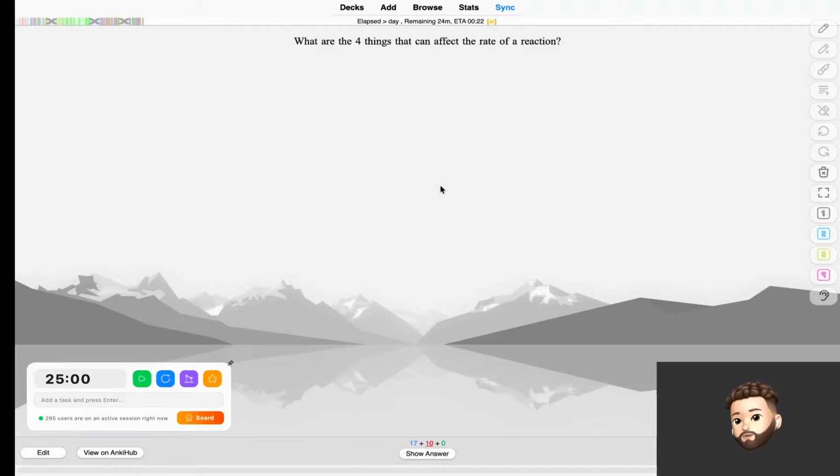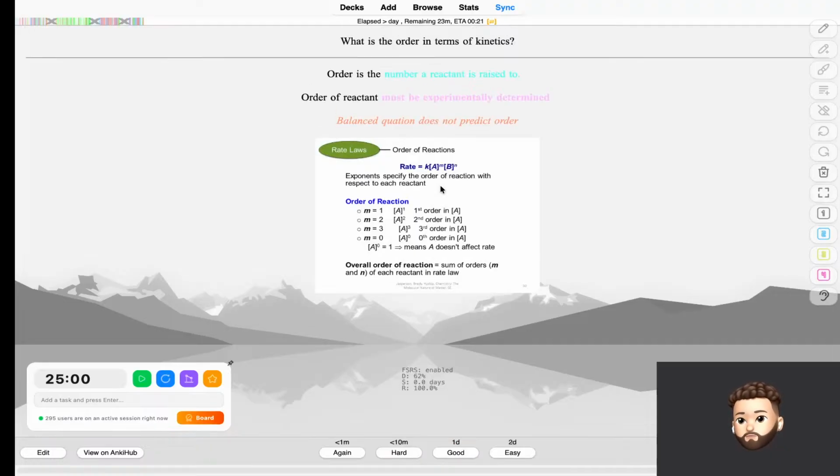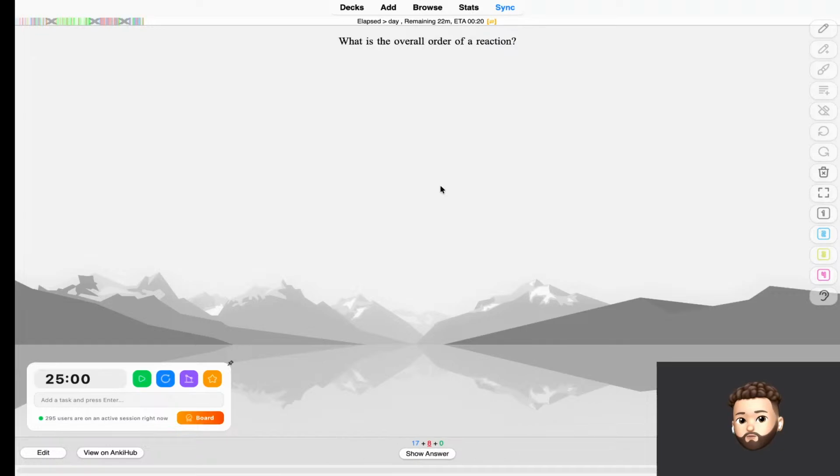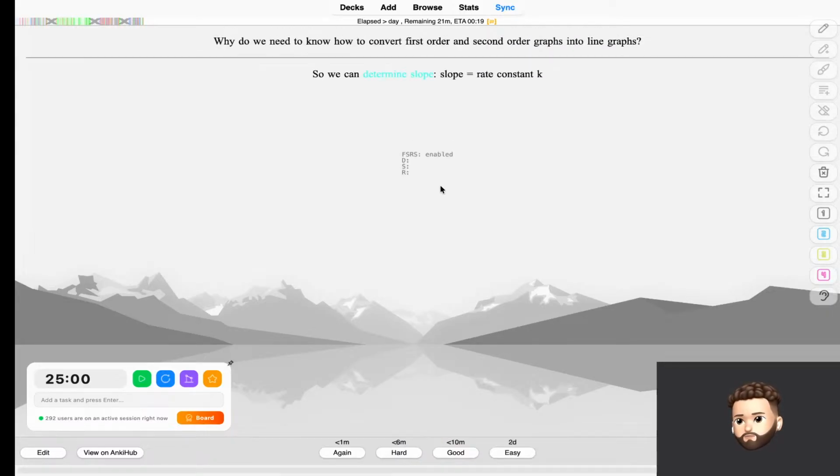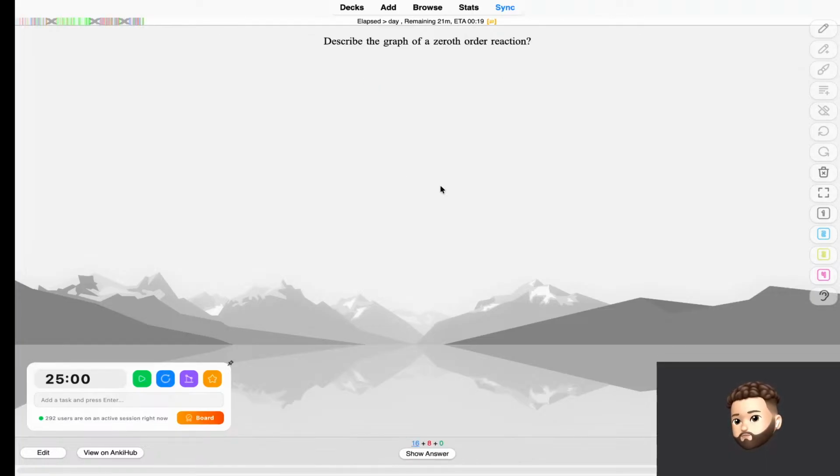This is catalyst, temperature, concentration, and solvent. The exponent that the concentration of some reactant is raised to in the rate law. It is all of the orders summed up. Why do we need to know how to convert first and second order graphs into line graphs? Describe the graph of a zeroth order reaction.